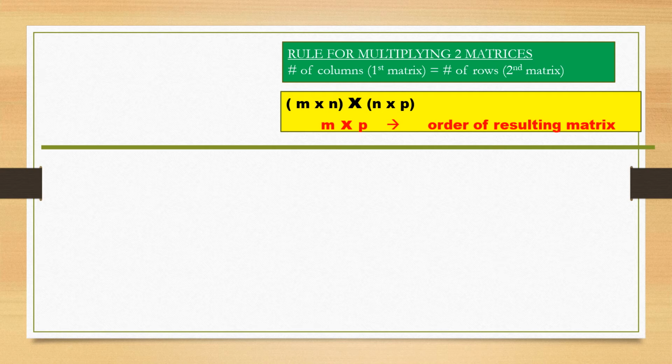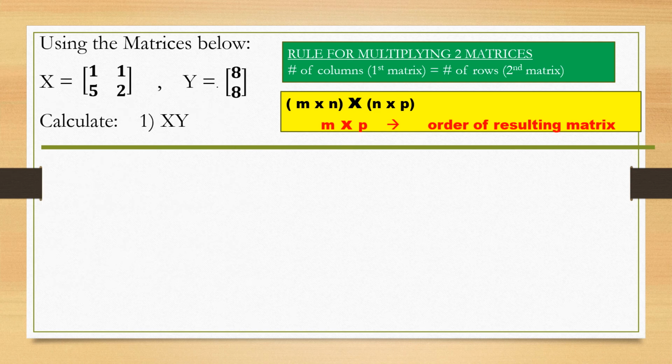Now here we're going to identify the rules associated with multiplying 2 matrices. Rule for multiplying 2 matrices: the number of columns in the first matrix equals the number of rows in the second matrix. So it's an m by n times an n by p. So your result matrix, the size or the order of that matrix, is going to be m by p. And we're going to see that here in this example.